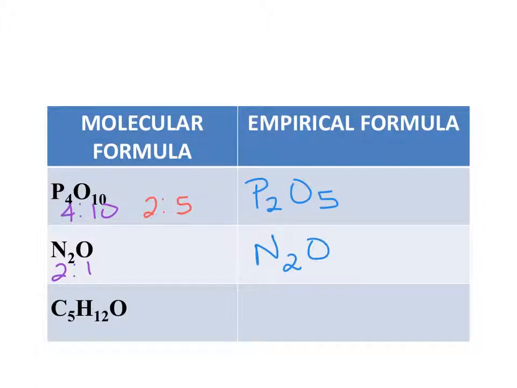In the last example, we have a 5 to 12 to 1 relationship. There is no common factor that will further reduce this ratio down. So therefore, the molecular formula and the empirical formula are the same.